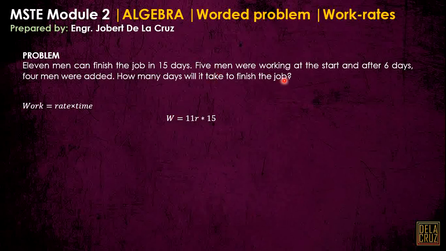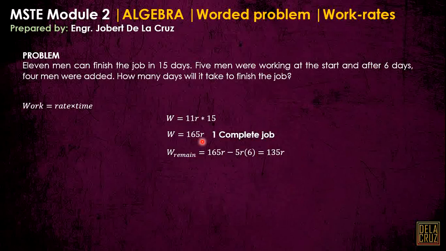Now, 5 men were working at the start and 6. Let me simplify this further lang. That is 165 hour or rate of each man. That is the work. May definite value of work tayo in that case. Now, 5 men working at the start, meaning this is the one complete job. Then, kung nagtrabaho yung 5 tao in just 6 days, may matitirang trabaho.